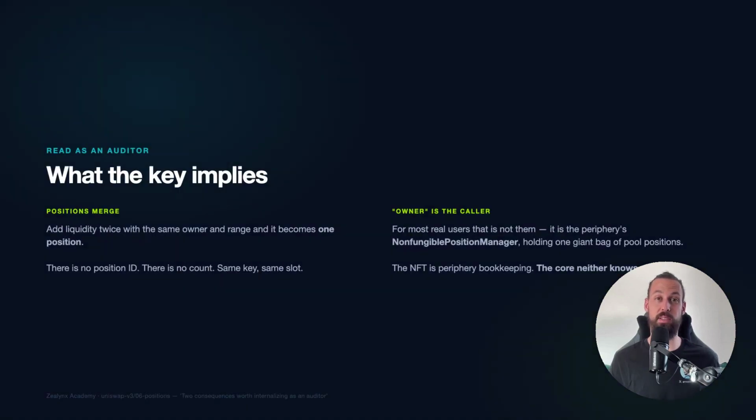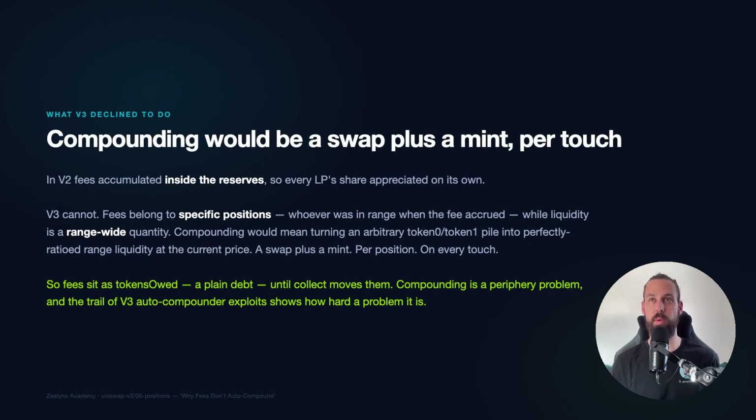And look at what is not in the struct. No entry price, no timestamps, 5 fields: liquidity, 2 fee checkpoints, and 2 debts. Everything else is derivable. Now the other thing V2 did automatically that V3 can't. Compounding. In V2, fees accumulated inside the reserves, so every LP's share appreciated on its own. You didn't do anything. V3 can't.